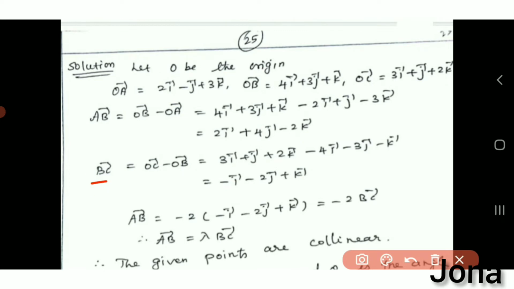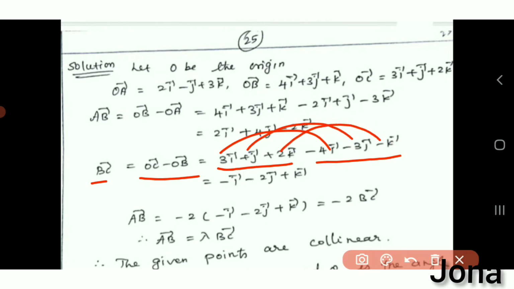And then we want to find BC vector. BC vector is nothing but OC minus OB. So OC vector minus OB vector, we have to change the sign here. Then we simplify 3 minus 4, 1 minus 3, and 2 minus 1. It's nothing but minus i vector minus 2j vector plus k vector.